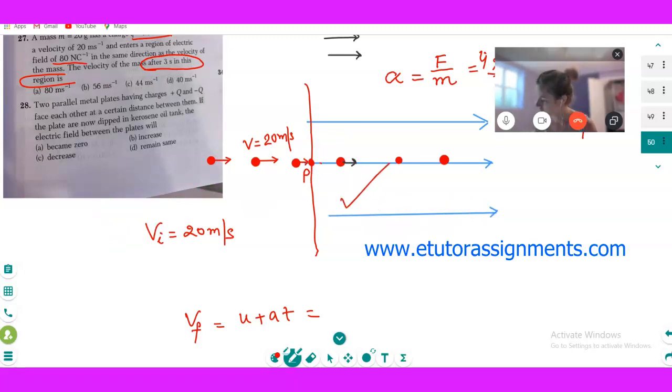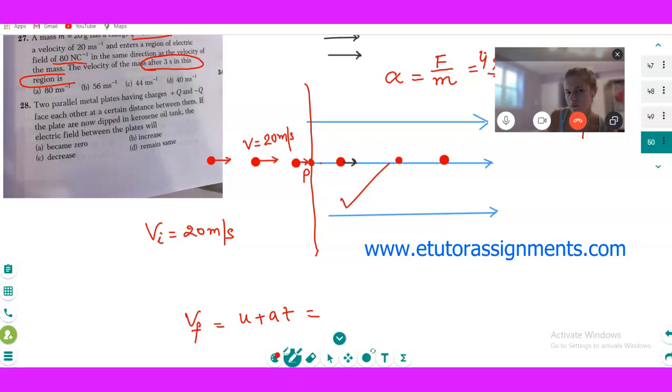Good questions. This is also good. Okay, can you do question number 28? Two parallel metal plates having charge plus q and minus q face each other at a certain distance between them. If the plates are now dipped in a kerosene oil tank, the electric field between the plates will be: decrease or become zero?